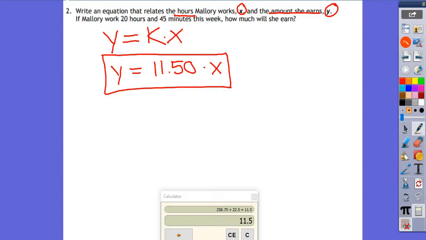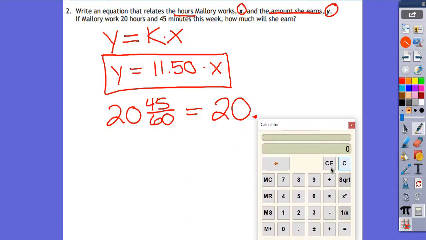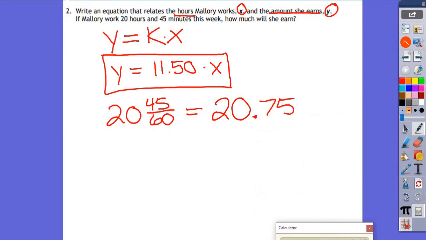So if Mallory works 20 hours and 45 minutes this week, how much will she earn? Well, 20 hours, 45 minutes out of how many total minutes? 60. It's really 20 point something. How can I find the point? 45 divided by 60, top divided by bottom. 0.75. So she works 20.75 hours.